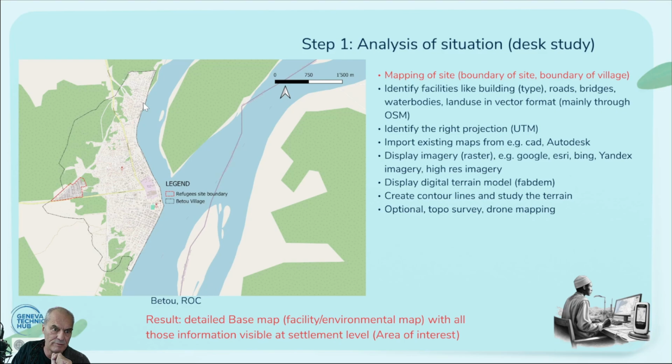Betu is a village close to a river, and east of Betu we have a refugee site. So for us as UNHCR, the refugee site is the center of interest, but of course we cannot only concentrate on the refugee site and forget totally about the village. Mitigation measures in a flooding situation involve all the surroundings. That's why the first step is really to georeference your location, and identify the boundary of your location and the villages close by that are somehow influenced by your intervention.